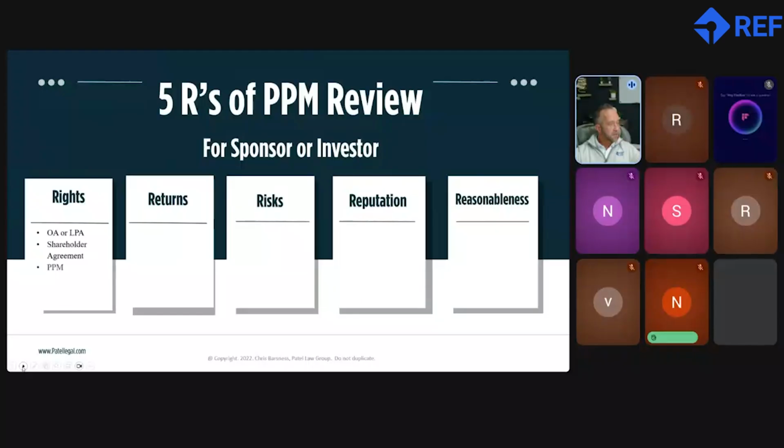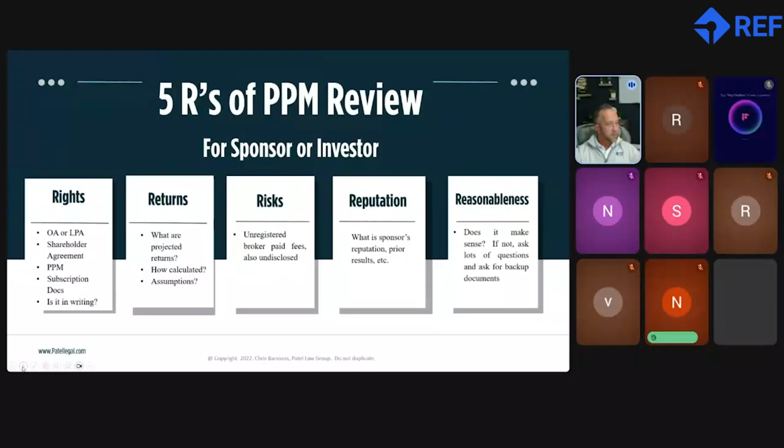Okay, I'm just going to list these here, but these are what I call the 5 R's of PPM review. Whether you're a sponsor putting together a PPM or an investor looking at a PPM, I have it broken down into 5 R's. First, what are your rights?